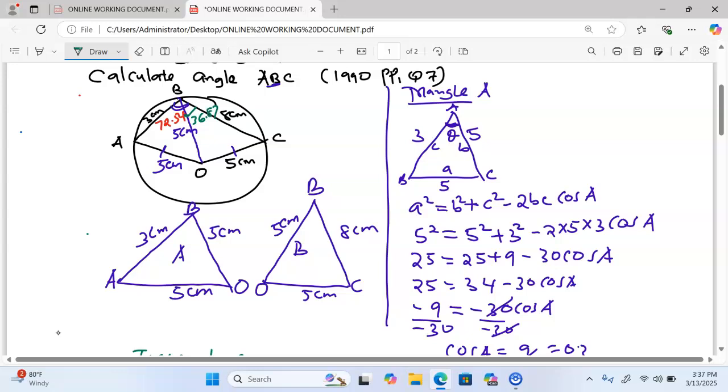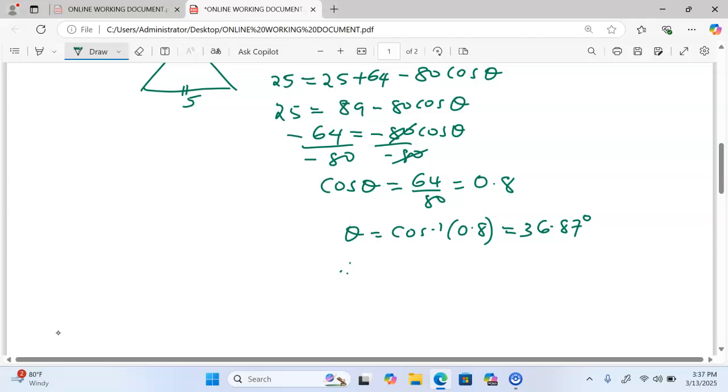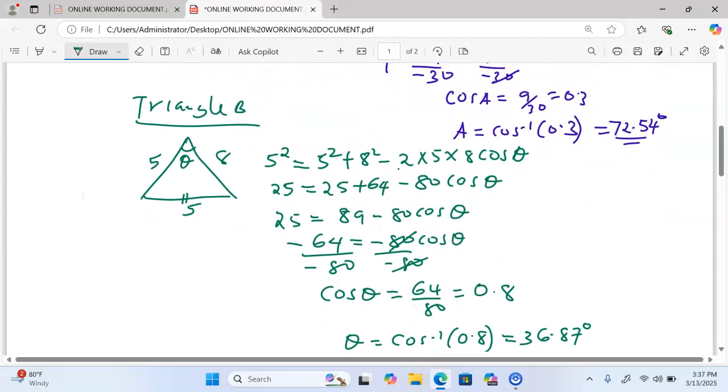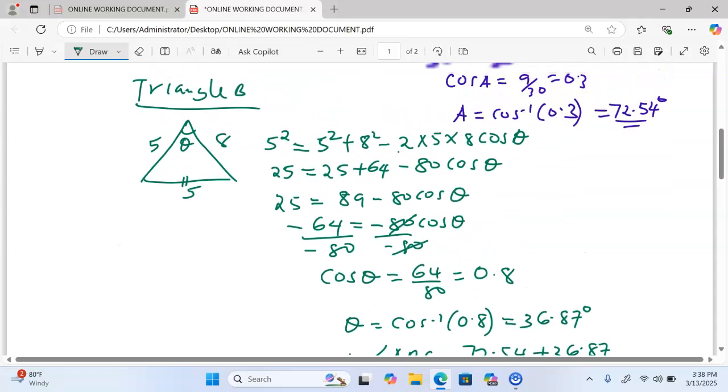Once we have the size of that angle, we can simply come and place it here, 36.87. And therefore now to get angle ABC, we are going to add the two angles. Therefore, angle ABC will be equal to the sum of the two angles. The first angle we got was 72.54. We add the other angle, which is 36.87, and this one gives us exactly 109.41 degrees.